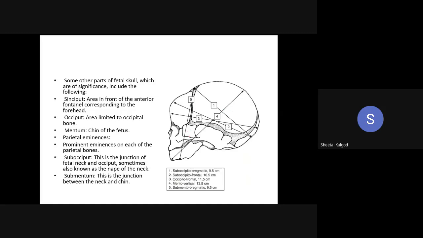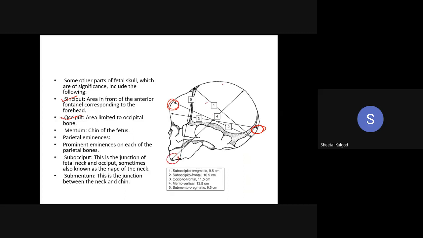Apart from the important diameters of the fetal skull, we should understand certain terminologies. The sinciput is the most prominent area in front, in front of the anterior frontal. This is in the forehead, and is called the sinciput. The occiput is the area limited to the occipital bone. It is a posterior prominence on the occipital bone, and is called the occiput. Then the mentum is the chin of the fetus.